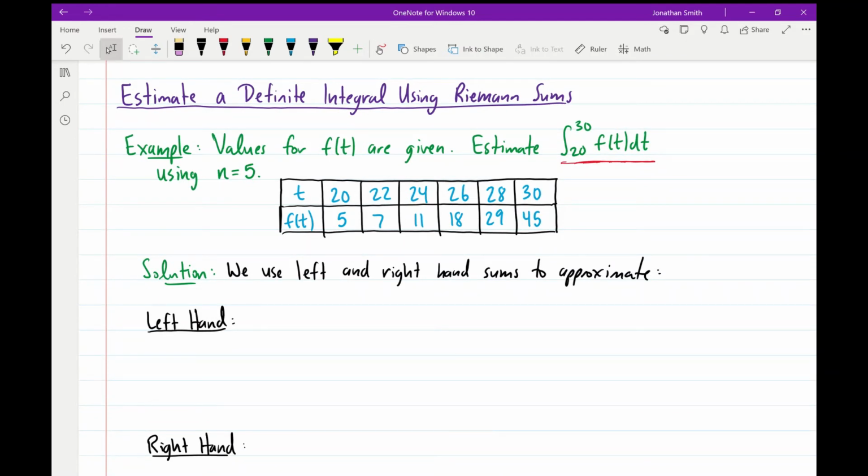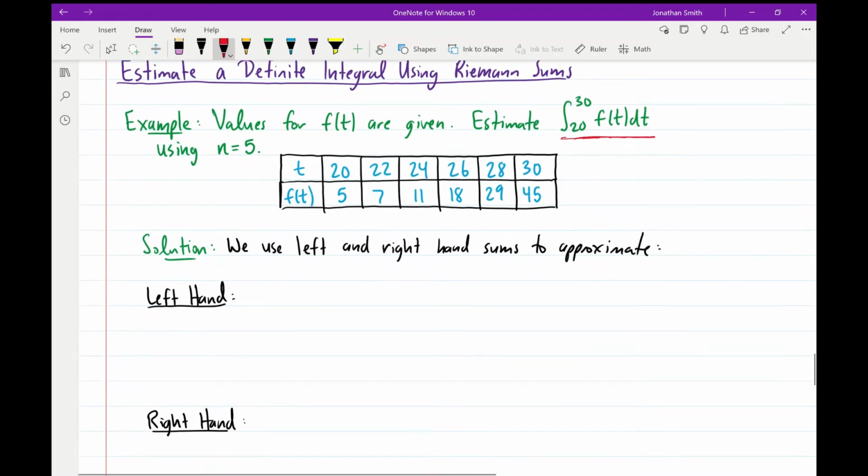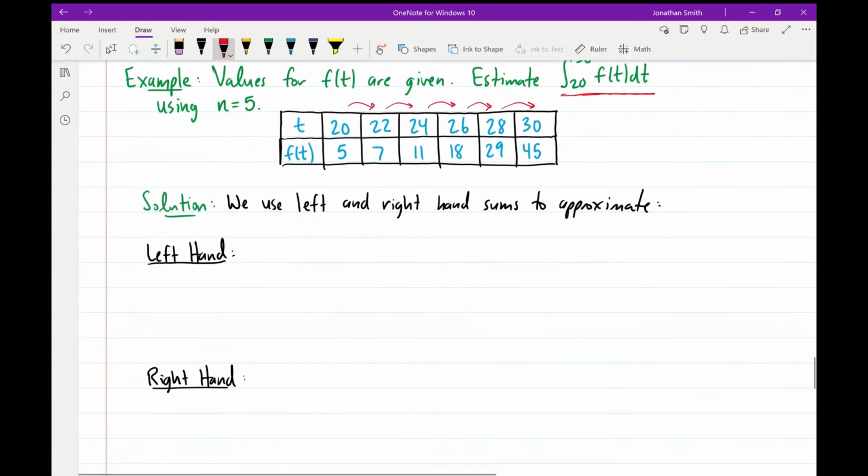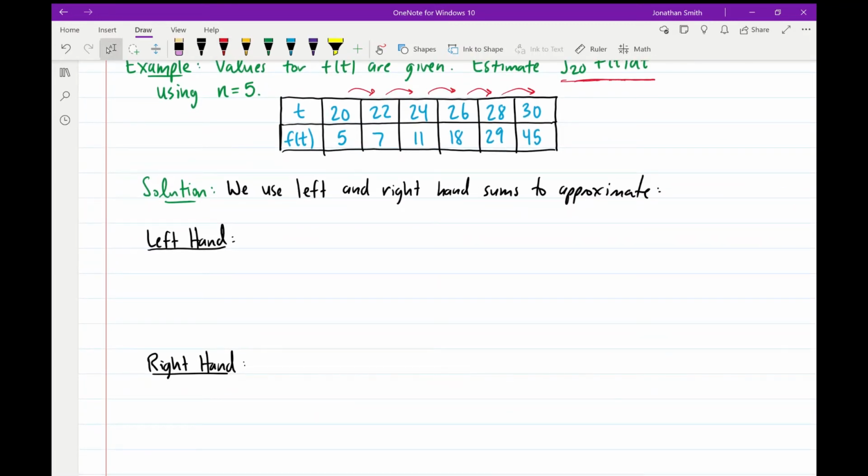Okay, so in this case, we're given this definite integral from 20 to 30 of the function f of t, and I don't know what that function f of t is, but I'm given a table that gives me a bunch of different data about the function f of t, and it looks like in this case I have 5 different intervals that I'm working over here, from t equals 20 to t equals 30, and we can use left and right hand sums to approximate this definite integral. It won't be perfect, but it'll be pretty good.